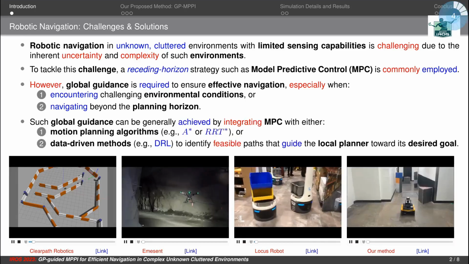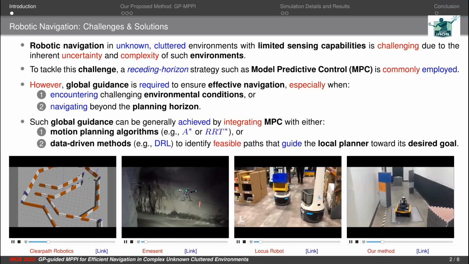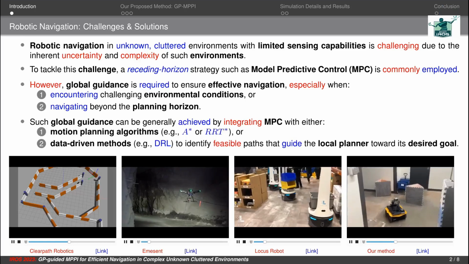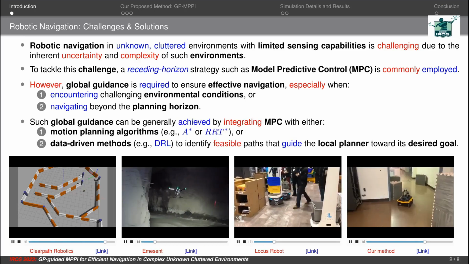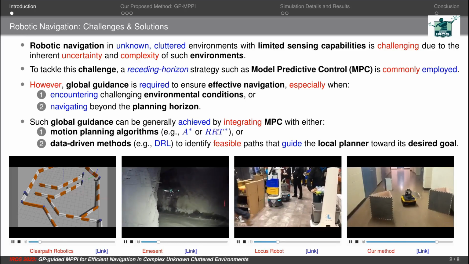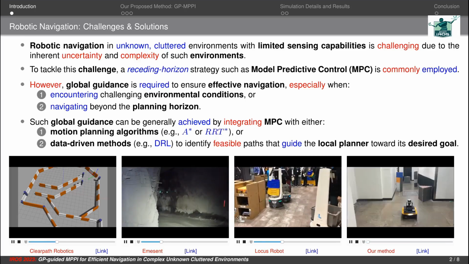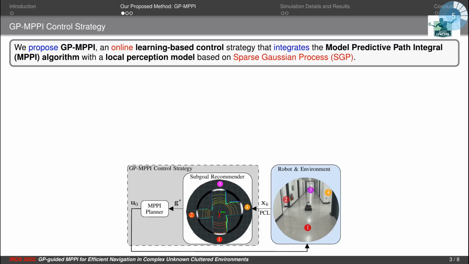In general, this global guidance can be achieved by integrating the local planner with motion planning algorithms or data-driven approaches in order to identify visible paths that guide the local planner toward its desired goal. Instead, we propose GP-MPPI, which is an online learning-based control strategy that integrates the MPPI algorithm with a local perception model based on sparse Gaussian process.